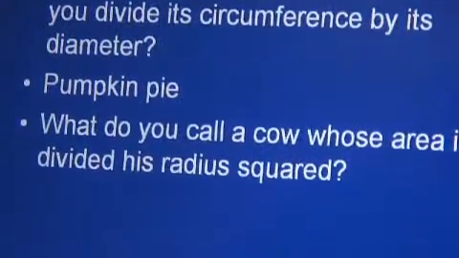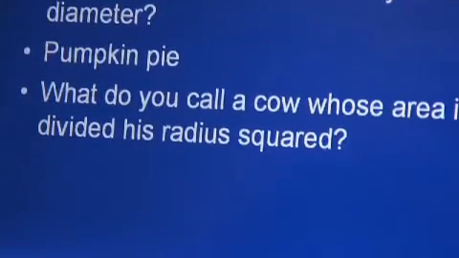And what do you call a cow whose area is divided by his radius squared? Cow pie.